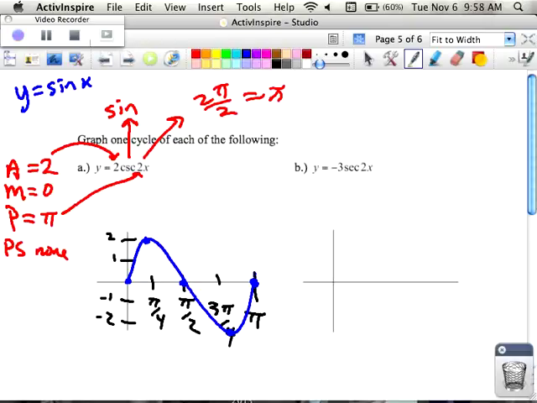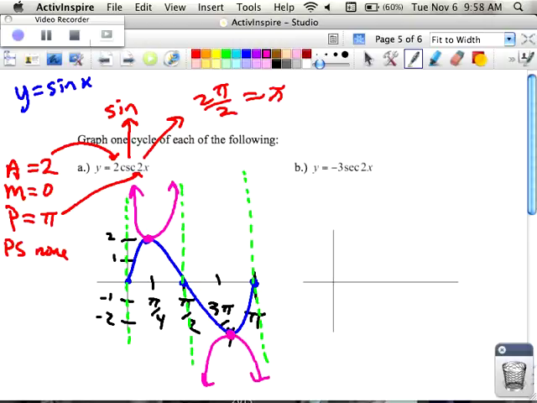All I have to do now is draw asymptotes wherever I'm crossing the midline. So asymptote on the y-axis, asymptote at pi over 2, asymptote at pi, and then to draw my cosecant graph, flip the mountain into a valley, flip the valley into a mountain, and in the hot pink, this is the graph of 2 cosecant 2x.